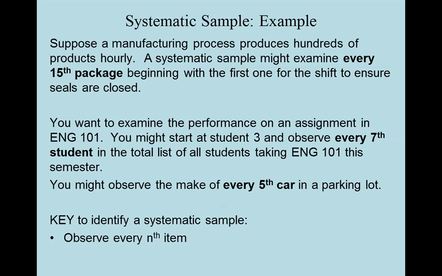Another example could be examining the performance on an assignment in English 101. You might start at student number 3 and observe every 7th student in the total list of all students taking English 101 this semester. Or you might observe the make of every 5th car in a parking lot. The key to identifying a systematic sample is that you observe every nth item.